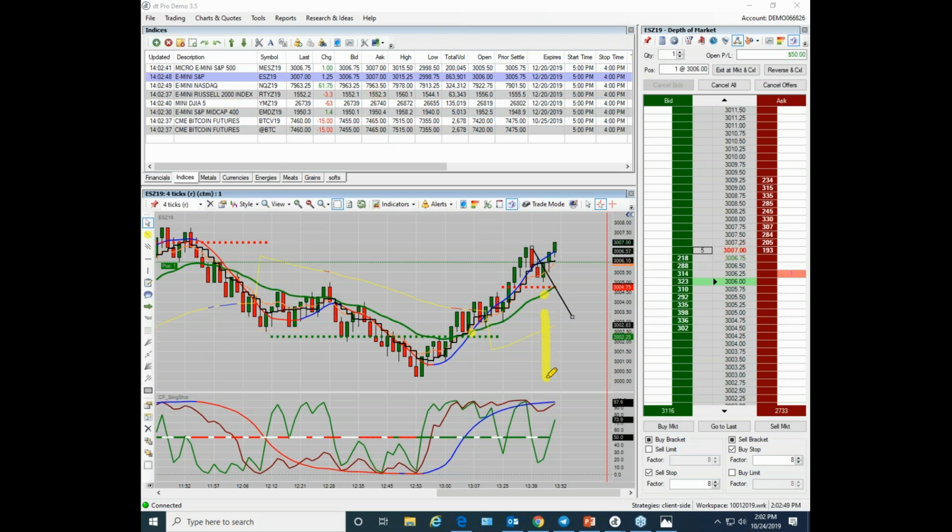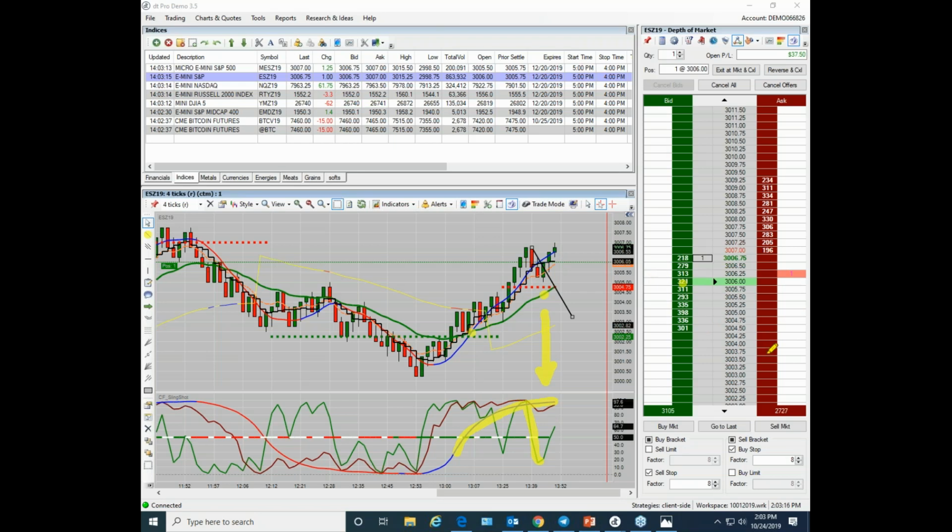Our eyes gravitate toward the slingshot. What color is the cycle? It's blue, so that's good for the home team. The green line is pulling away, therefore we have the separation or divergence. Even the MA1 is blue, so it has all the ingredients. That's why we went in here, left clicked, and got long.